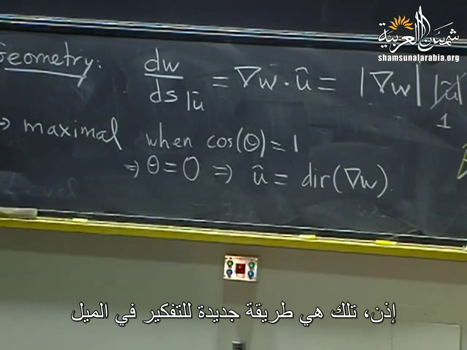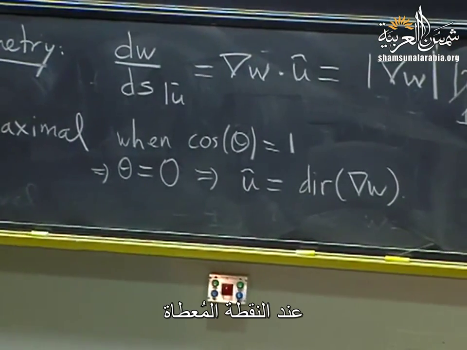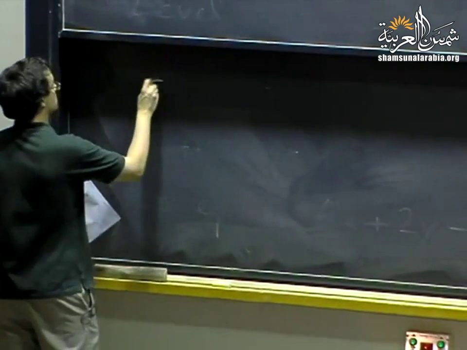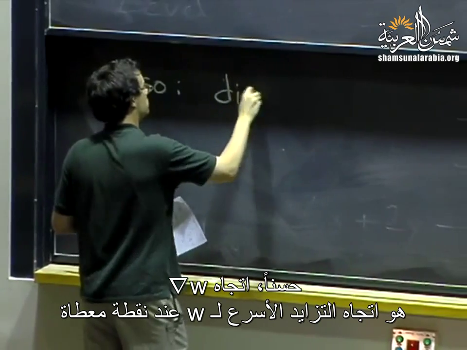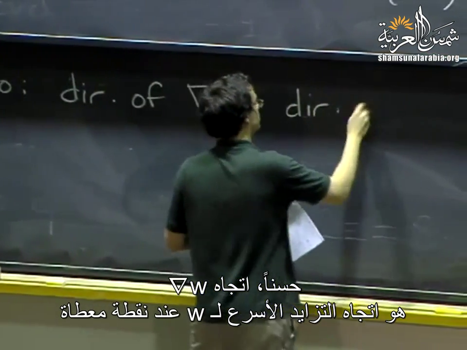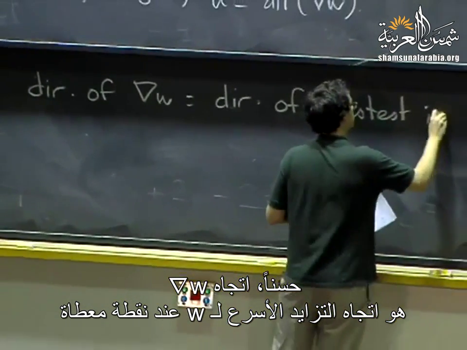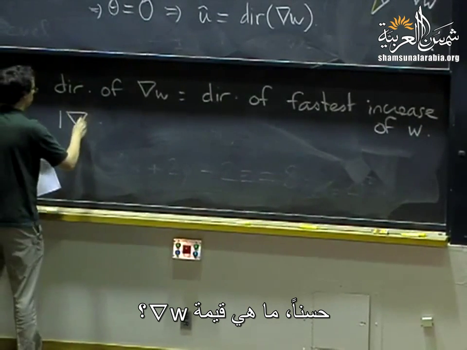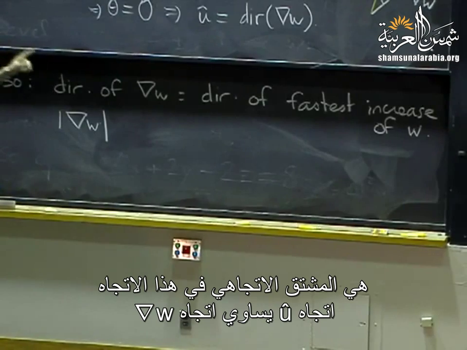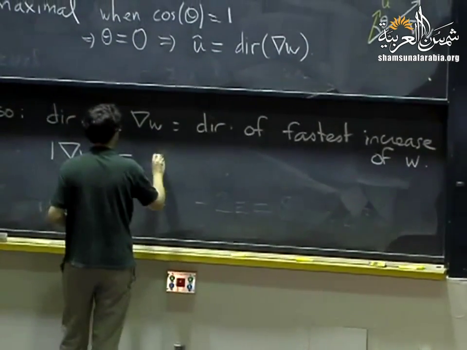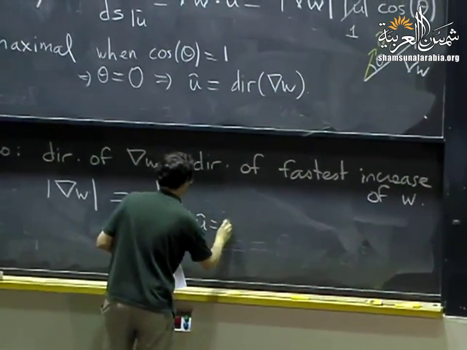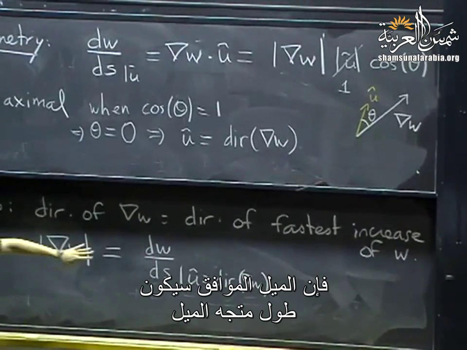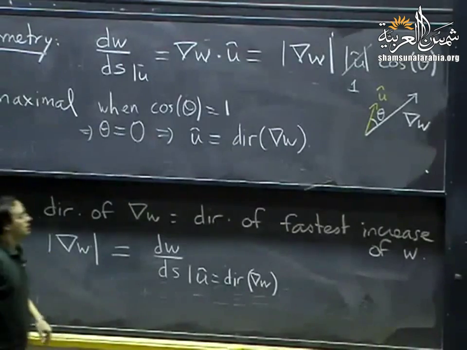So that's a new way to think about the direction of the gradient. The gradient is the direction in which the function increases the most quickly at that point. So the direction of gradient w is the direction of fastest increase of w at the given point. And what is the magnitude of gradient w? Well, it's actually the directional derivative in that direction. So if I go in that direction, which gives me the fastest increase, then the corresponding slope will be the length of the gradient.